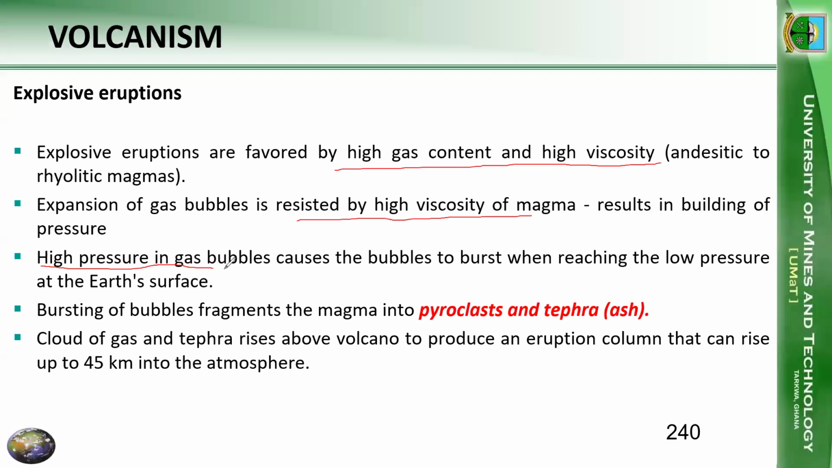And this high pressure in the gas bubbles will cause the bubbles to burst when reaching the low pressure at the Earth's surface. So the gas bubbles will burst when they reach the Earth's surface, and that is what will cause the explosion. The bursting of these bubbles fragments the magma into pyroclast and tephra, or ash. And these clouds can rise way above the volcano to produce an eruption column that can rise up to 45 kilometers into the atmosphere.